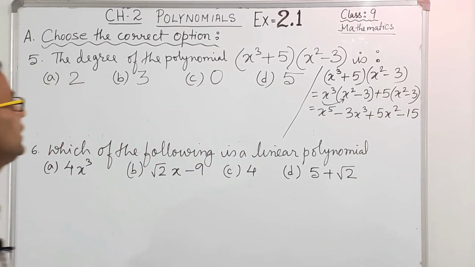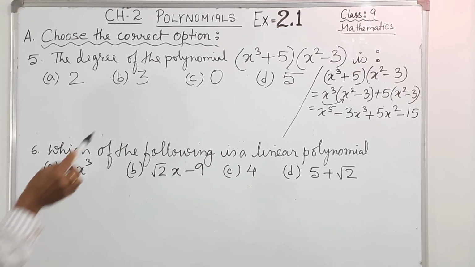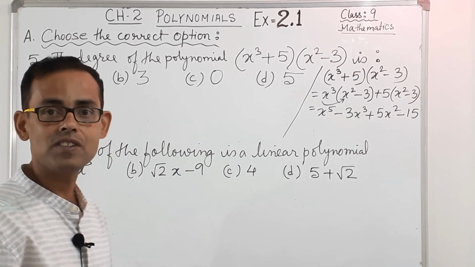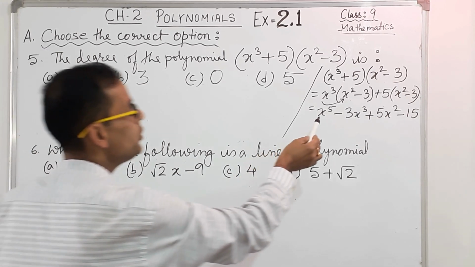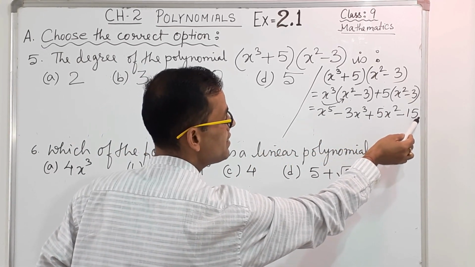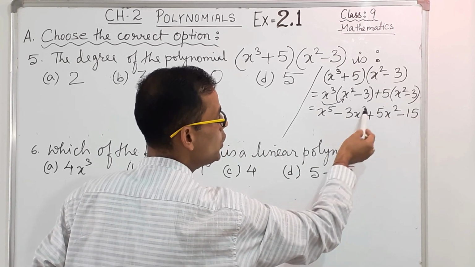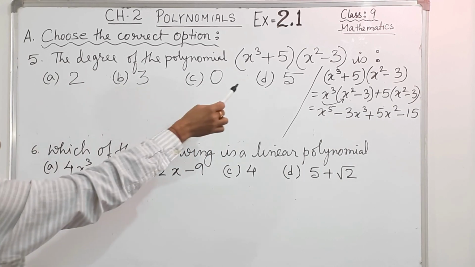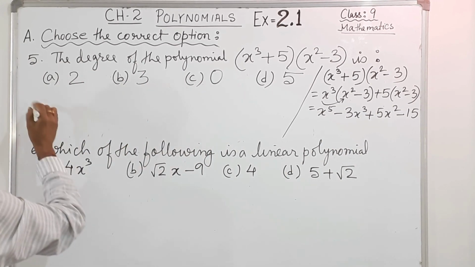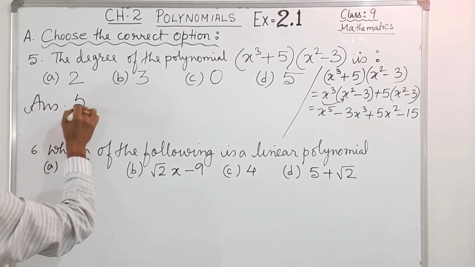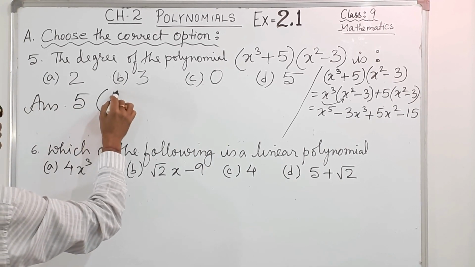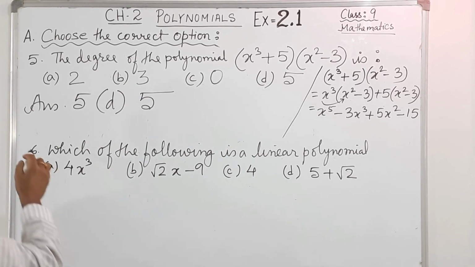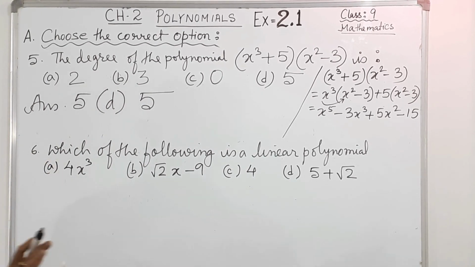So we got it. Understanding or no? Now what they are telling, you have to find out the degree of the polynomial. In this part we studied the degree, okay. Here which is the highest degree? Here it is 0, x to the power 0, here 2, here 3, here 5. So 5. So which option? A, B, C, D? We can see option D. So answer 5, D, okay, and it is 5 only. Clear? Now question number 6, the last MCQ.